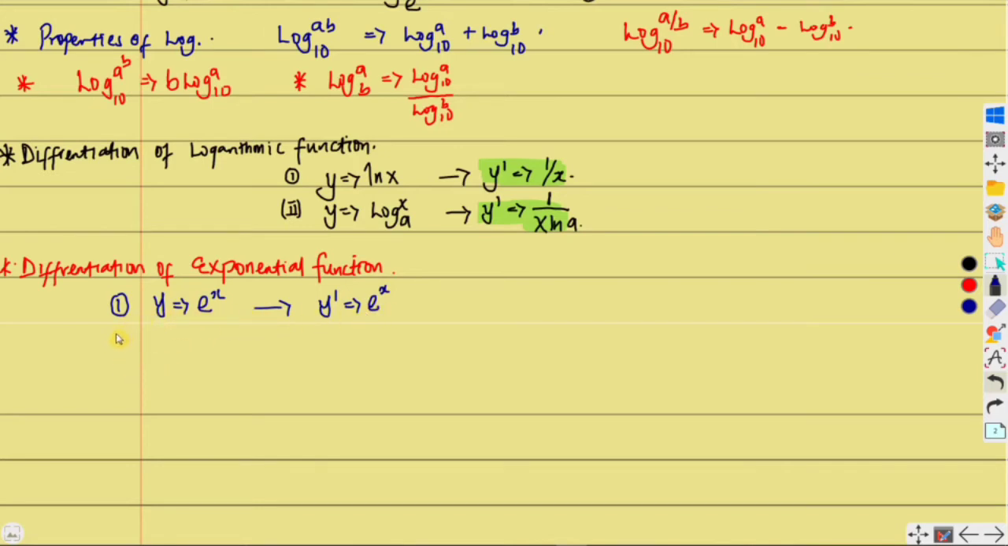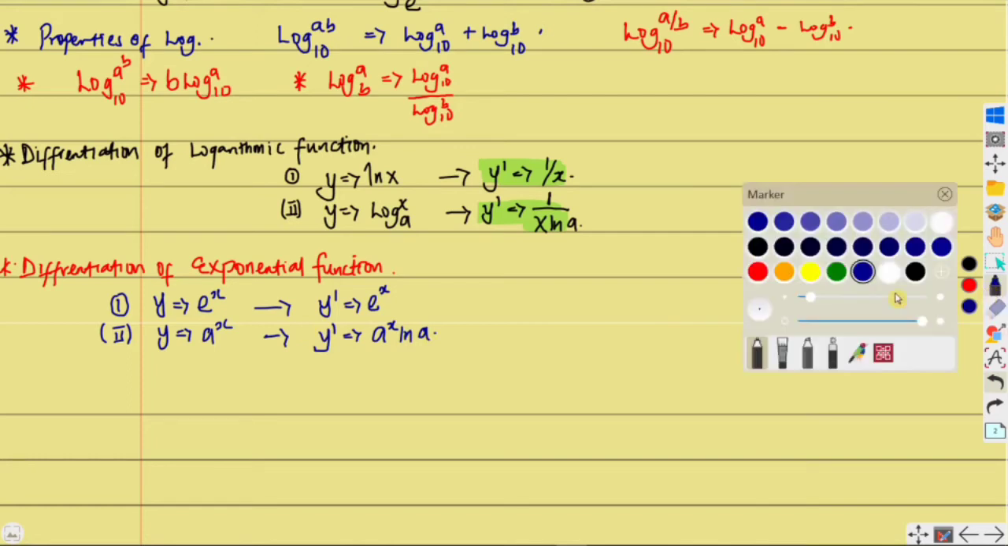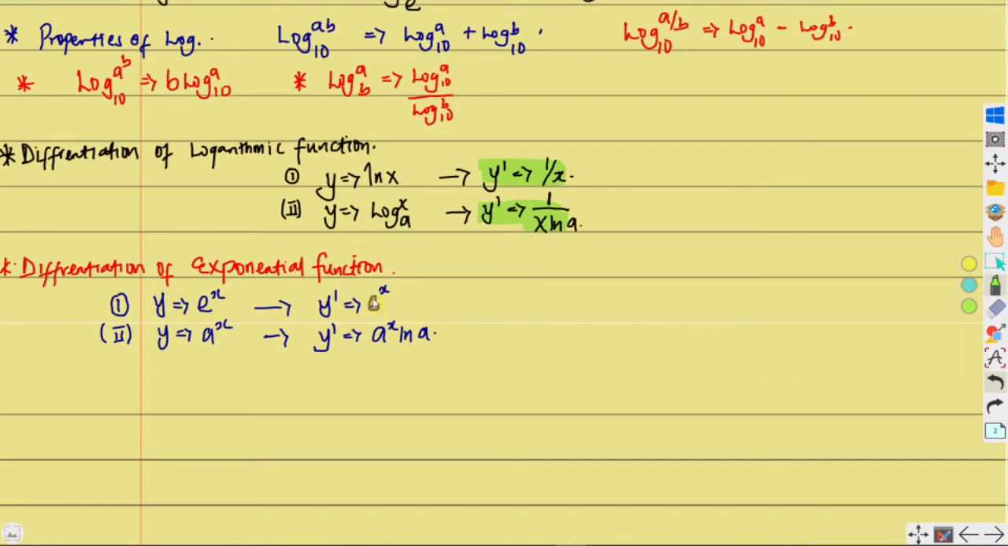Now the second way you can also have exponential form is when you have y equals, if it is not e now, let's take another variable, a to the power of x. Then if you are to get dy/dx, which is y prime, it is just a to the power of x ln a. So these are the two forms of differentiation of exponential form. You just need to keep them in mind so you always have a direct answer to most of these questions when solving questions.